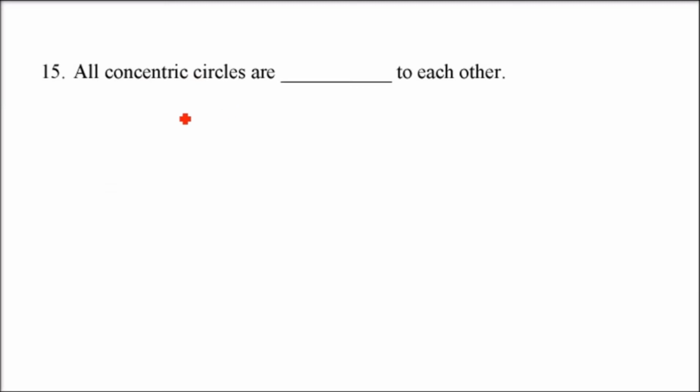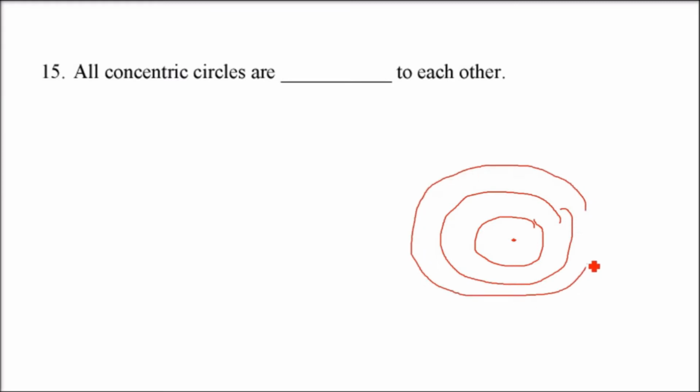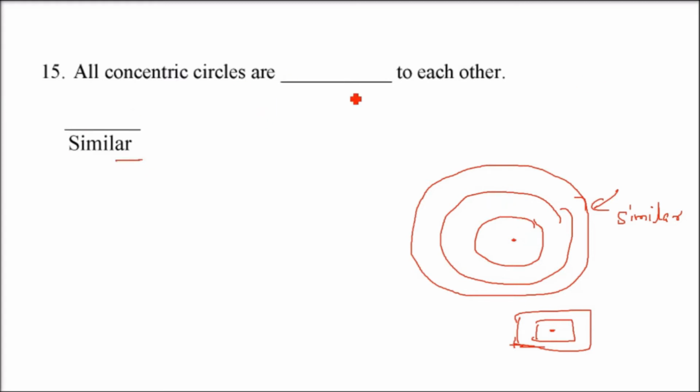All concentric circles are similar to each other. All concentric circles have the same center. This is one circle, this is two circle, this is three circle, and all these are similar. You can take concentric squares or rectangles too. The size is different, but the shape is exactly the same. That is why we can easily say that these concentric circles are similar. The answer is similar.